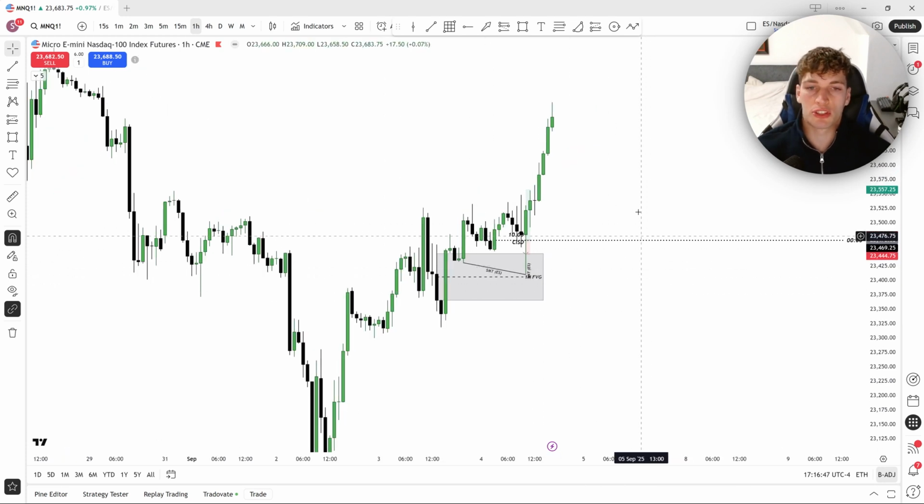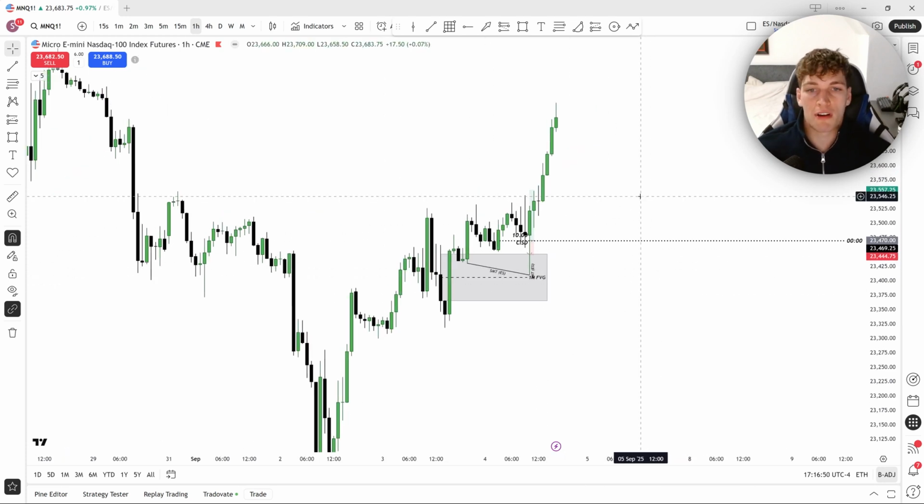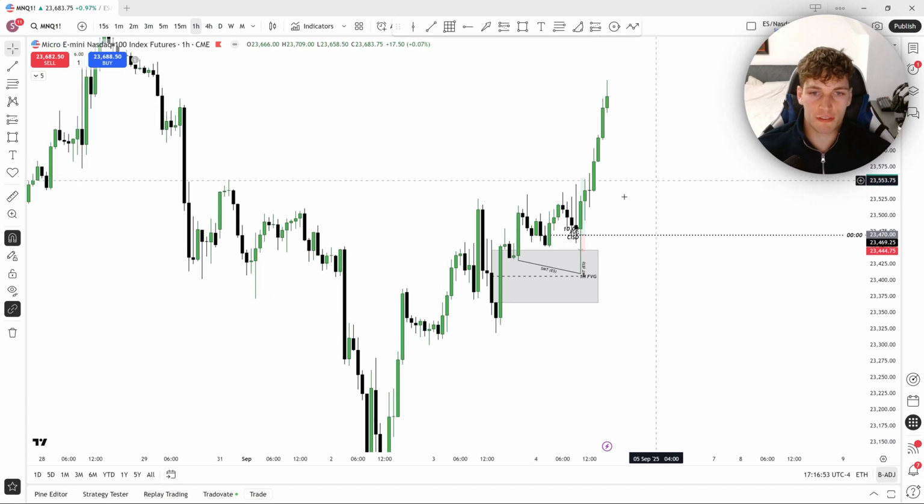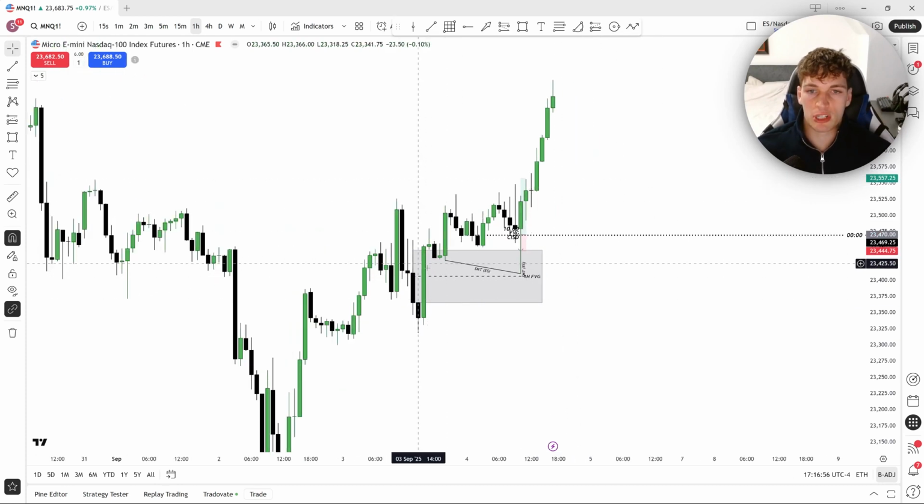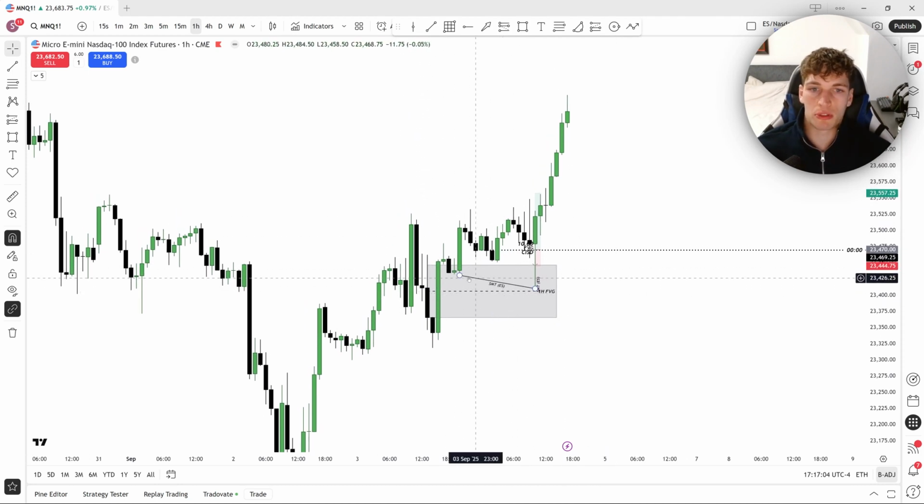So for me, it was just about finding a fair value gap where I thought price would react off. For me, it was this one here, just because it was a larger imbalance that we hadn't properly filled, and also we previously reacted off it before, so I knew this would be a strong area for price. So that was that for me.